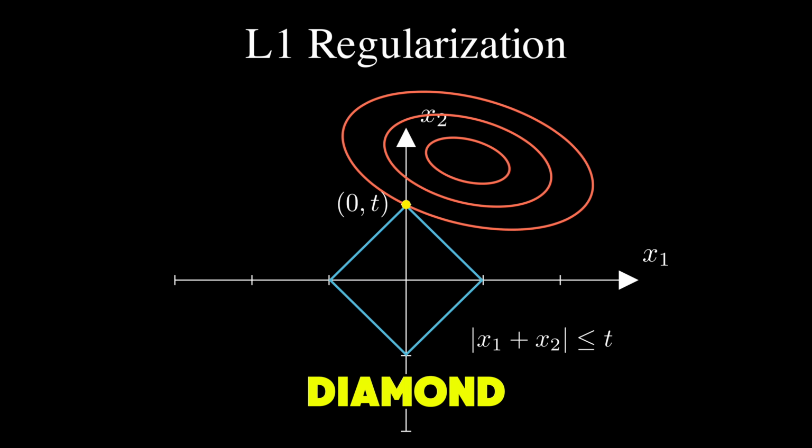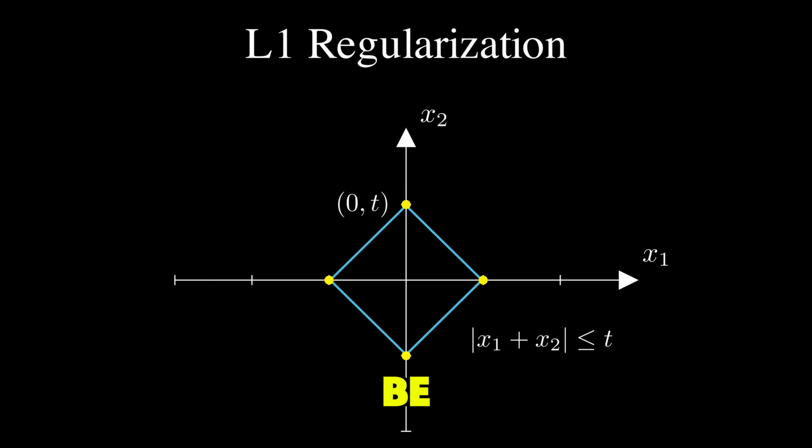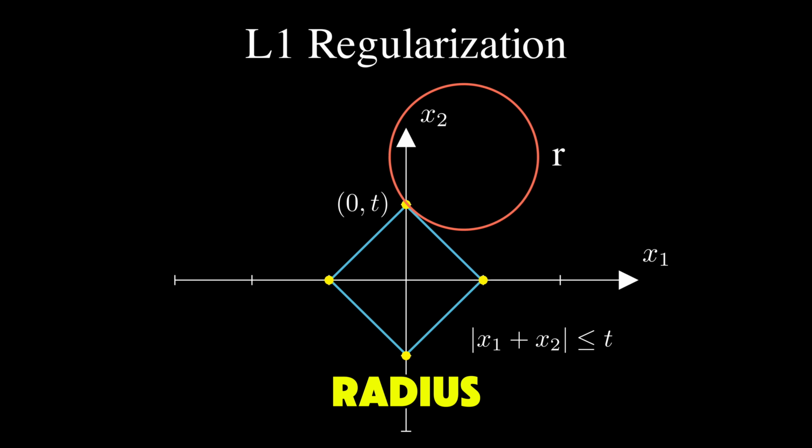And what makes the diamond-shaped constraint unique is its sharp corners. These corners are special because they correspond to points where one or more weights are exactly zero. Whether the contour circle touches a corner or another point along the edges depends on two factors: the size of the diamond constraint, defined by T, and the size of the contour ellipse, which we will be simplifying to a circle with a radius equal to r in this case.